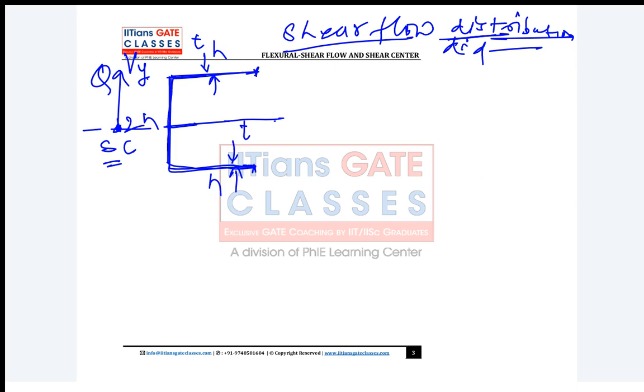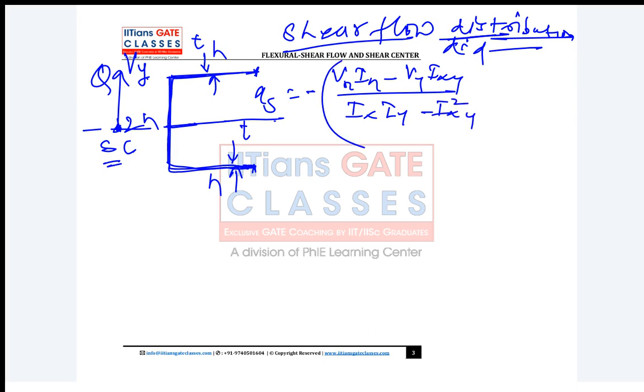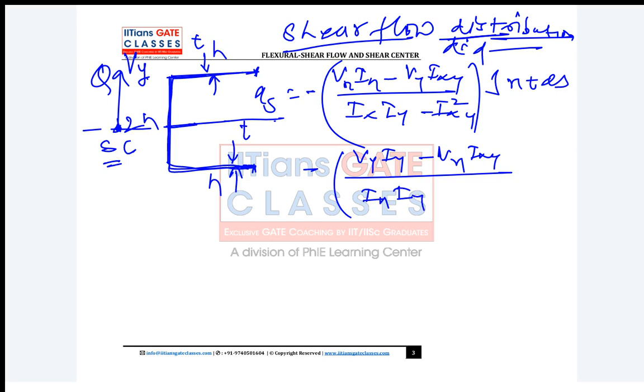Now guys, shear flow distribution. We know the rate of change of shear flow, and the shear flow at any section, qs, is, if I write minus, (Vx Ix minus Vy Ixy) upon (Ix Iy minus Ixy square) integration of x t ds, minus (Vy Iy minus Vx Ixy) upon (Ix Iy minus Ixy square) integration of y t ds.